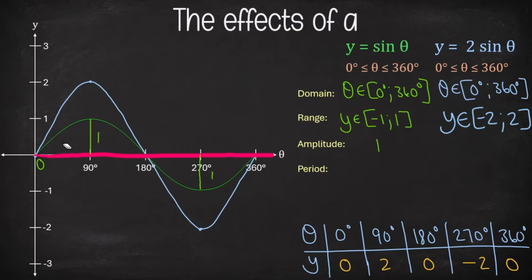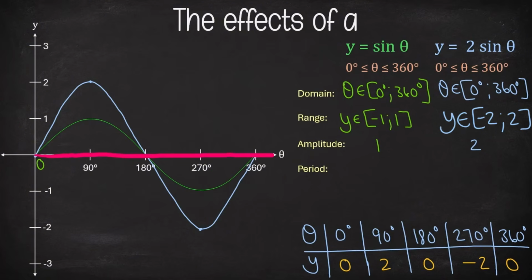Now let's have a look at the amplitude for y equals 2 sin theta. So the midpoint stayed the same, and from the midpoint to our maximum value is 2. And it is the same for the midpoint to the minimum value. The distance is also 2 units. That means that the amplitude for this graph is 2. And then remember, like I said in the previous video, you can also find your amplitude by looking at your a value, which is, in this case, 2. And for this graph, it is 1.